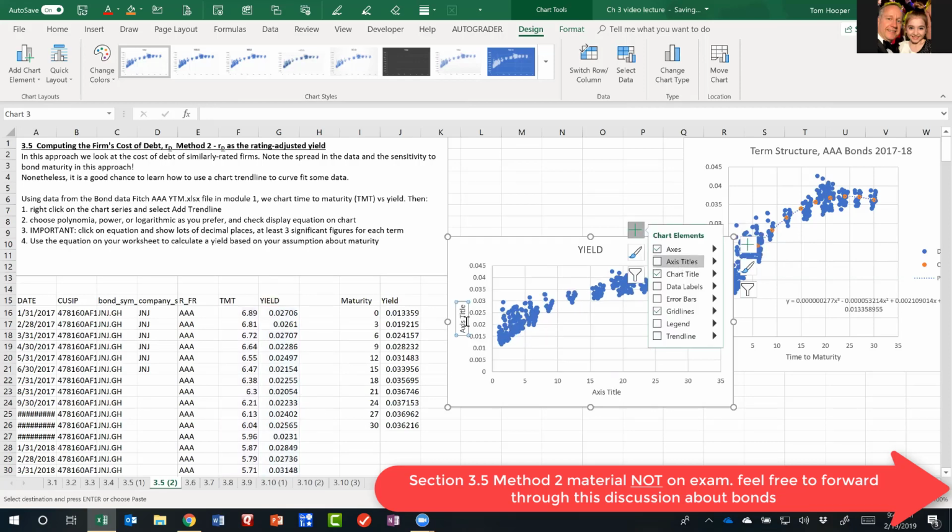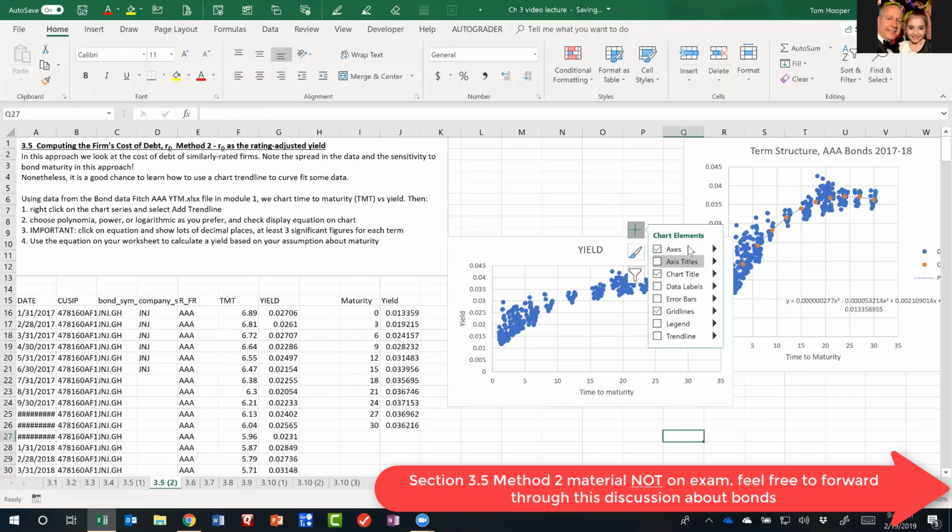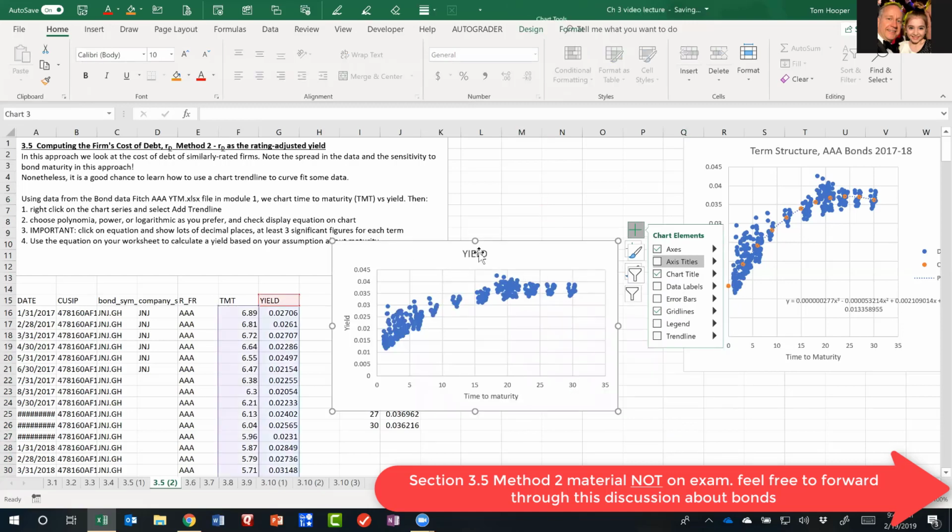I'll use this little trick you guys taught me with the plus sign to add some titles. And we can call one of them yield and one of them time to maturity. And again, this process we're going through now is something you'd want to be able to do on the exam. And so the question is, how can we make sense out of this glob of data? And we'll just follow the book's approach.